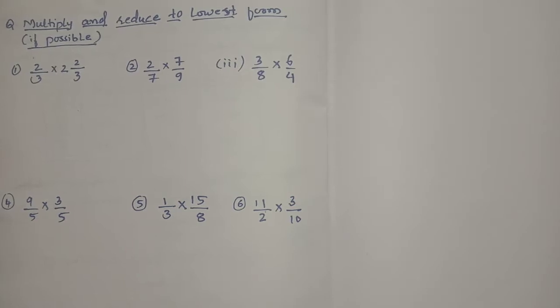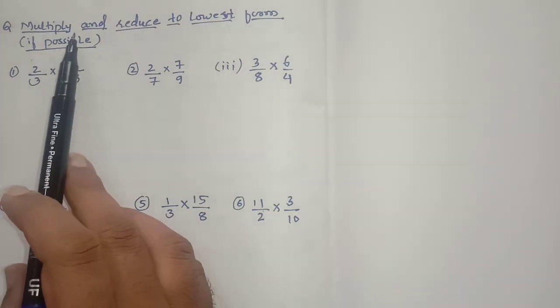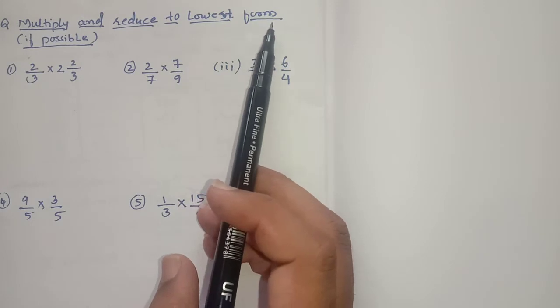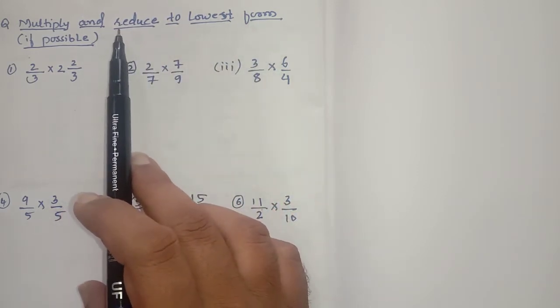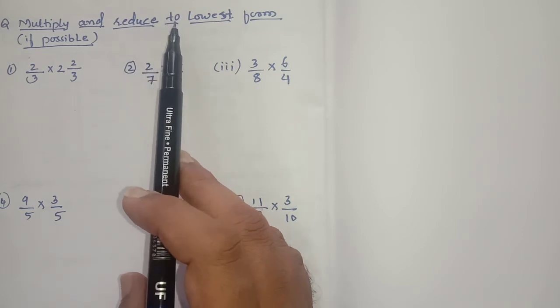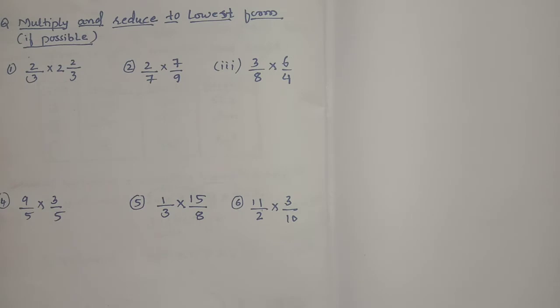Welcome to my next class of integers for class 5th, 6th and 7th. In this class we'll learn the multiplication of fractions and how to reduce to lowest form, meaning we are reducing to improper fraction. Let's start.